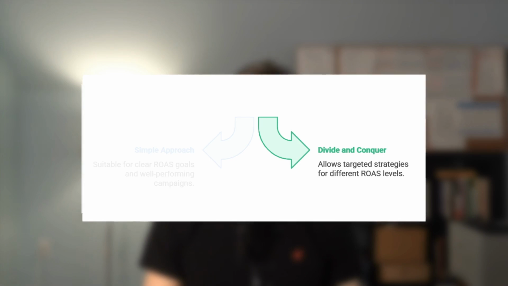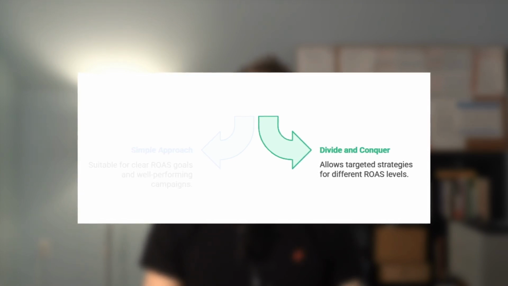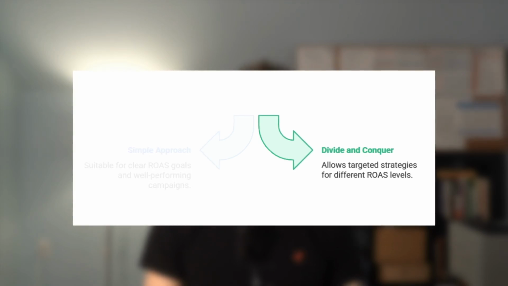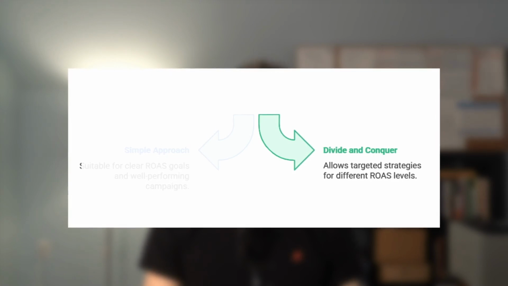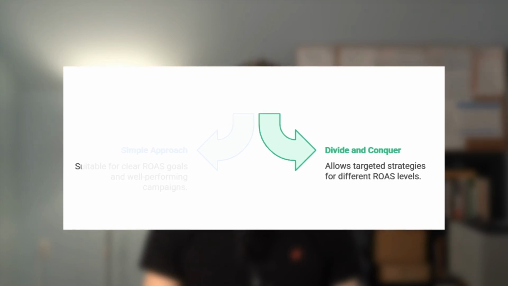The second option is divide and conquer. Create separate portfolio bid strategies for different types of campaigns. High ROAS for campaigns that bring in the most profit. Medium ROAS, your main campaigns that drive most of your sales. And low ROAS for campaigns focused on getting new customers or increasing brand awareness. This gives you more control and helps you see which type of campaigns are performing best.